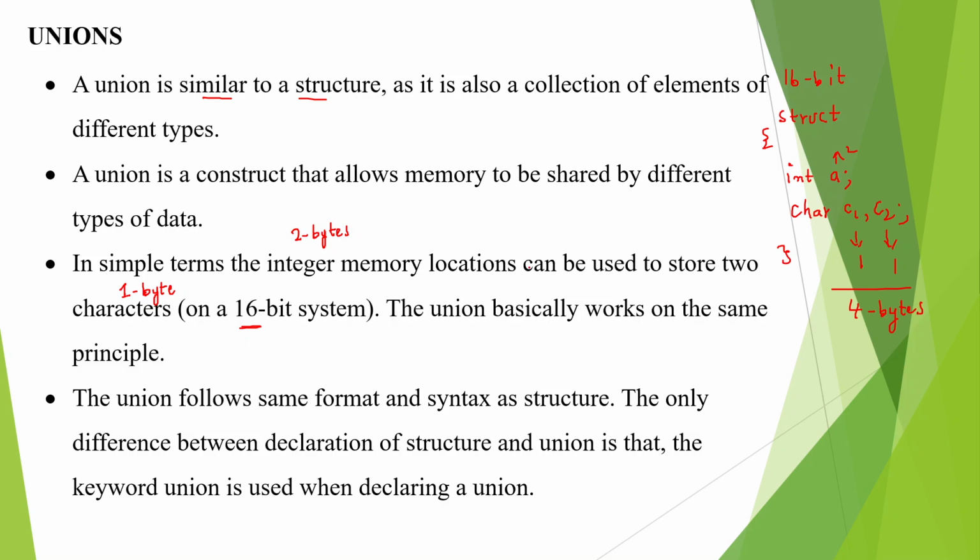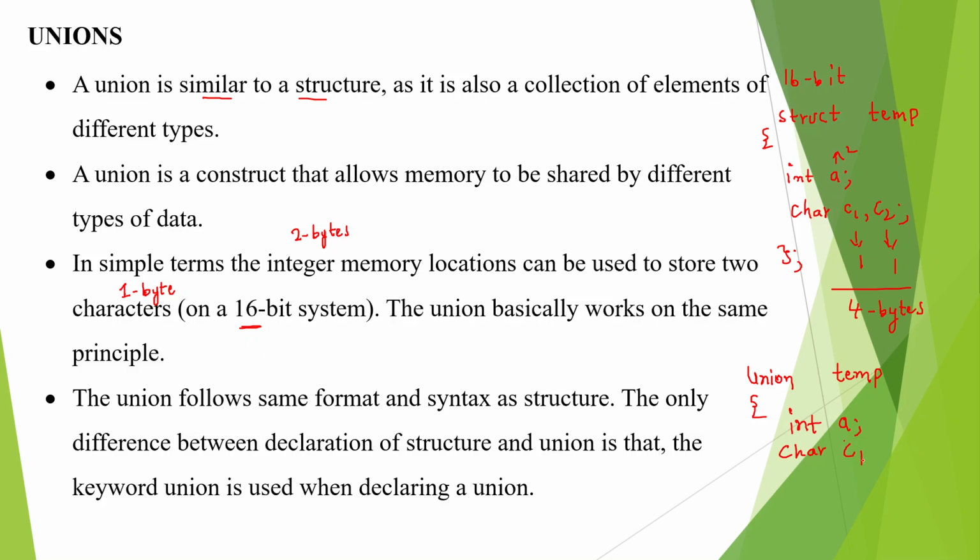But if it is a union, we said sharing of memory is possible in union. So if it is a union, how many bytes will it allocate? How do we declare a union? Struct, I'm creating my temp structure. If it is a union, I use the keyword union only, and the same temp name I'm giving. So inside, same thing, I'm creating one integer variable, int a, and the characters C1, C2.